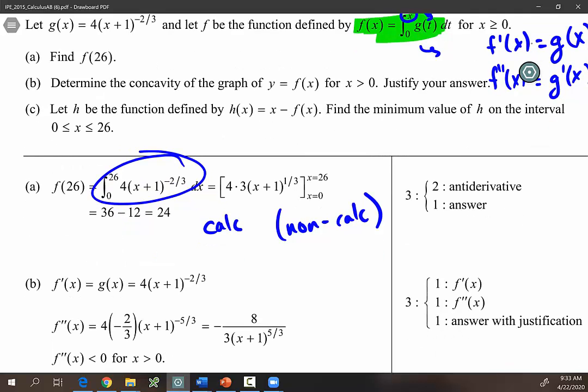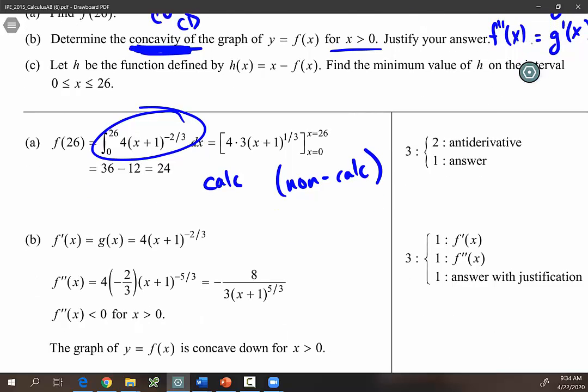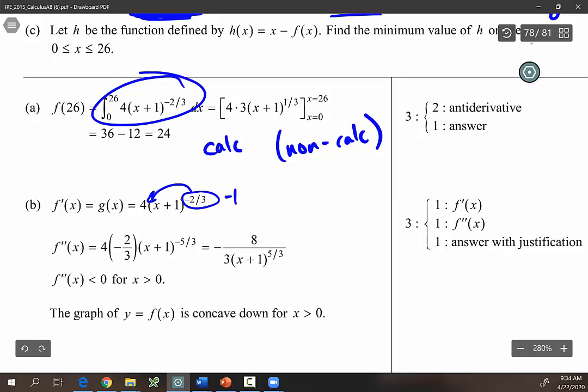B, determine the concavity. So that's a little tougher. They're saying is it concave up or concave down for x greater than 0. So to get concavity, we're checking the second derivative. The first derivative was g of x, so it's just the equation. The second derivative was g prime of x, so we have to take the derivative of this. We bring the negative 2/3 down, 4 times negative 2/3. And then when we subtract 1, it's like saying negative 2/3 minus 3/3, which is negative 5/3. If you multiply to the top, you get negative 8 over 3 times (x plus 1) to the 5/3. If you want to put that negative up here, you can.